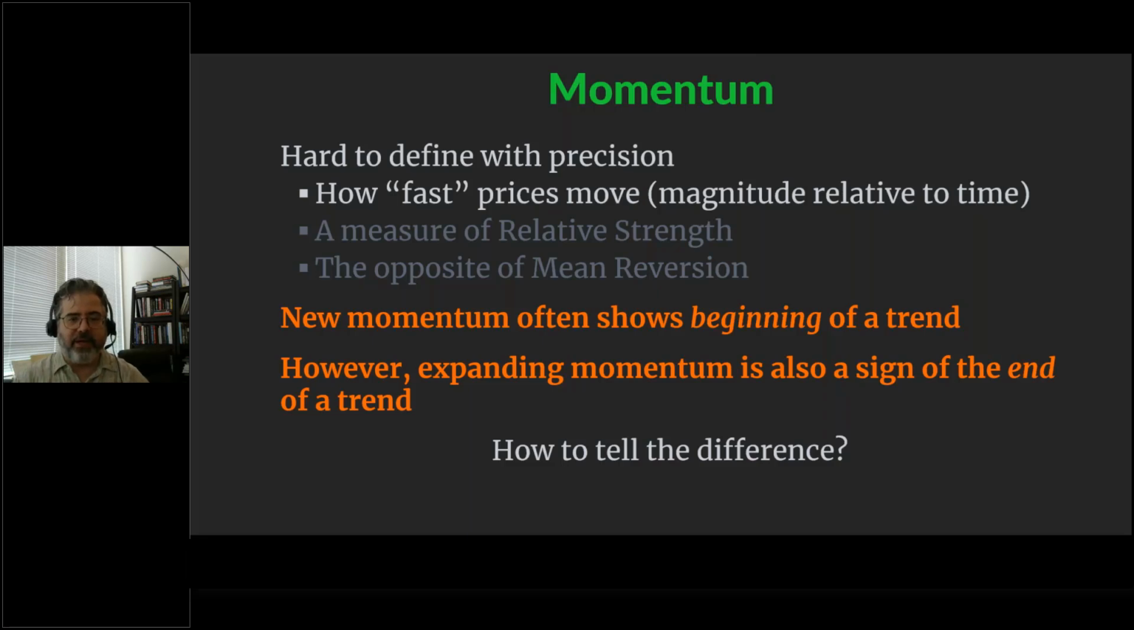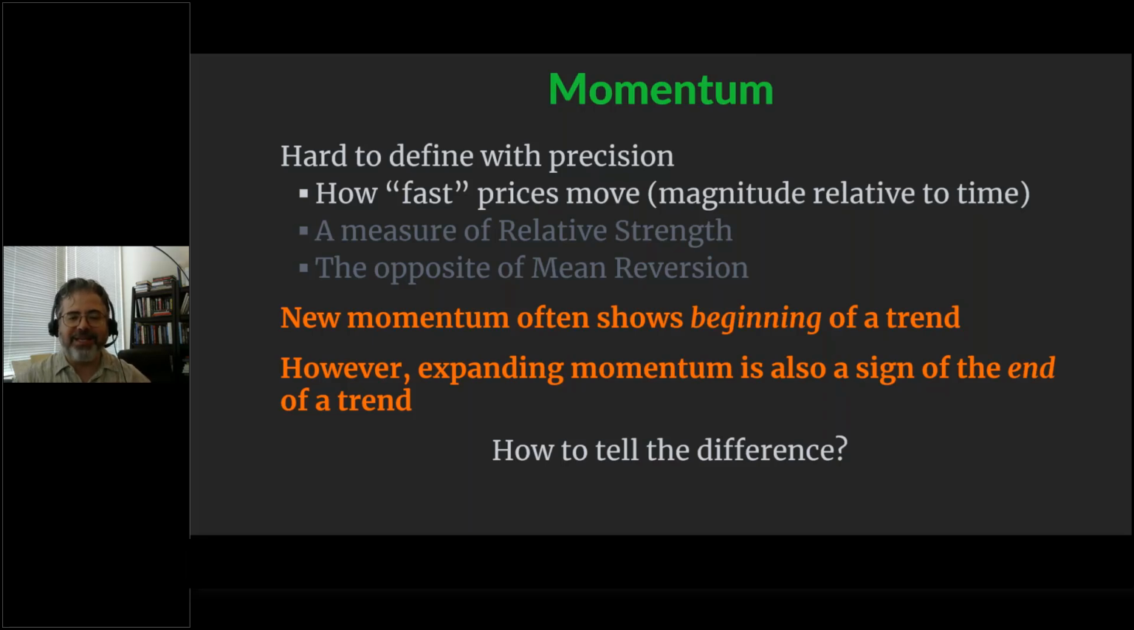Momentum is a little bit hard to define with precision. We'll come back to the definition in a moment. Let's talk about it like we know what it is. So momentum is something that comes at the beginning of a trend. If you have a quiet market and then all of a sudden, boom, there's a move, that's new momentum. That's an explosion of buying or selling pressure, depending which way it goes.